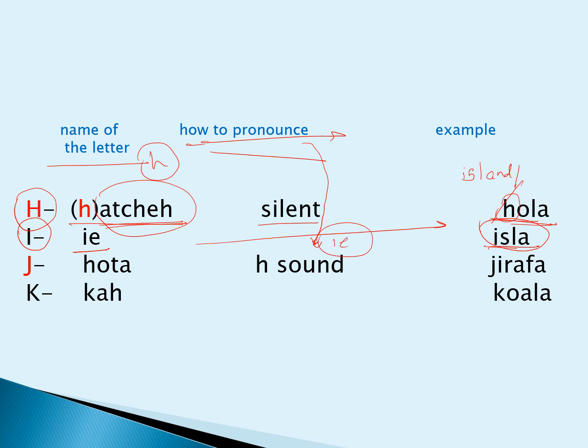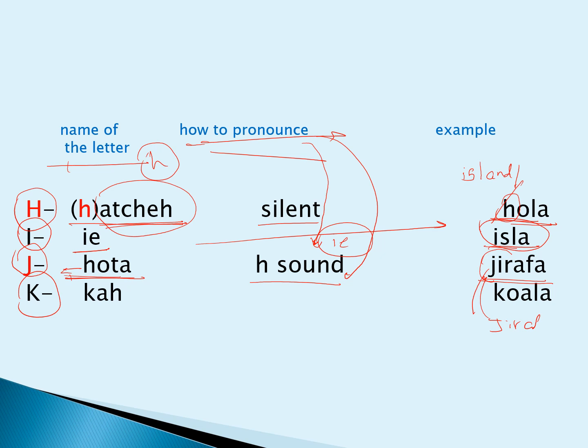Right. The next letter. The name of the letter is Jota in Spanish. This is not J. This is the letter Jota. Look at the example. Jirafa. Jirafa means giraffe. But in Spanish we pronounce it as jirafa, with an H sound. Pronounce as H sound.